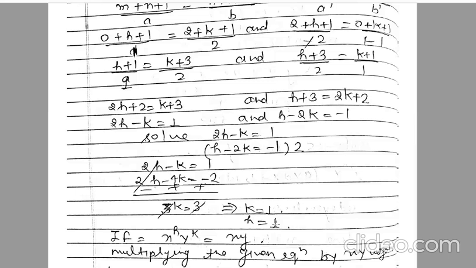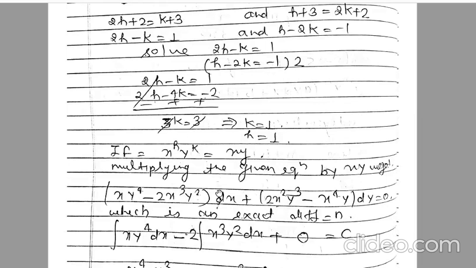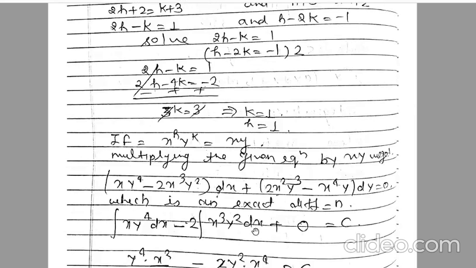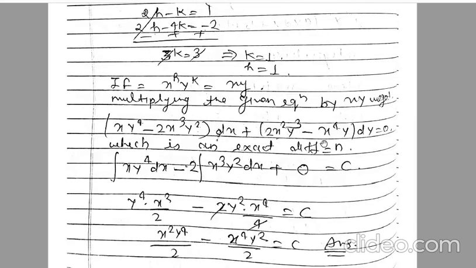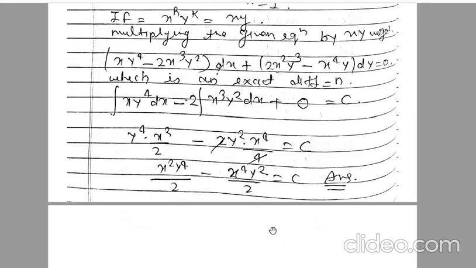Now we have our h and k values, and the next step is to put the values of h and k in our integrating factor. So the integrating factor is xy here, right? Now multiplying the given equation by xy, we get xy to the power 4 minus 2x cube y square dx, meaning we are multiplying xy in the given differential equation. Then after that you will get this equation. Now for the solution, integrate on both sides. You can see both of these terms contain x, so those will be deleted, and only these two terms will remain. So integrating these terms, you will get your final answer here.